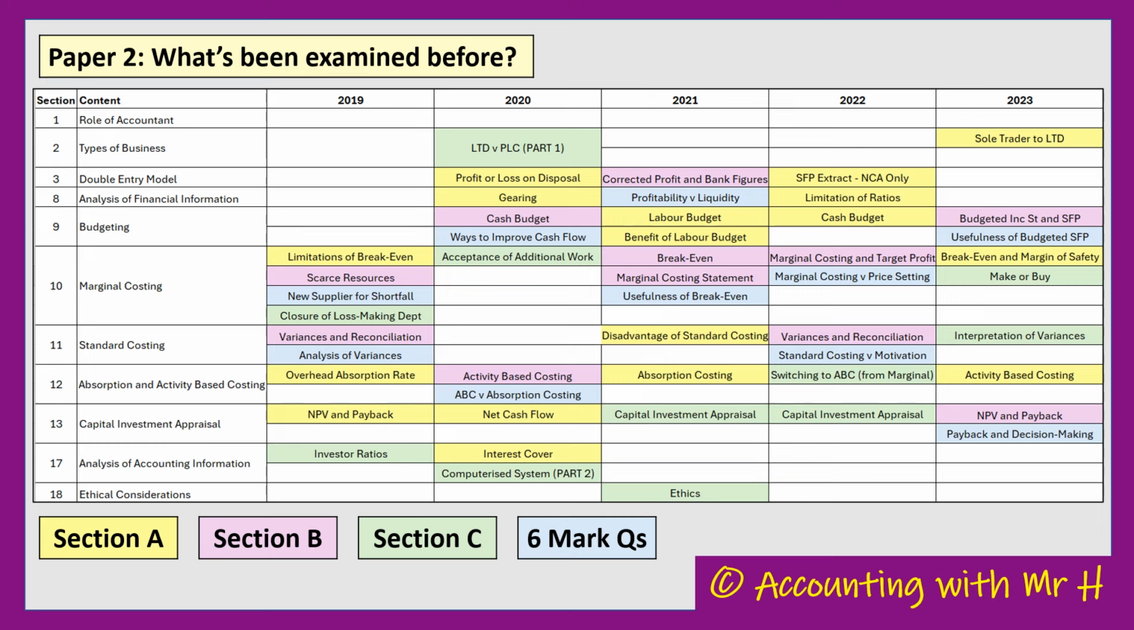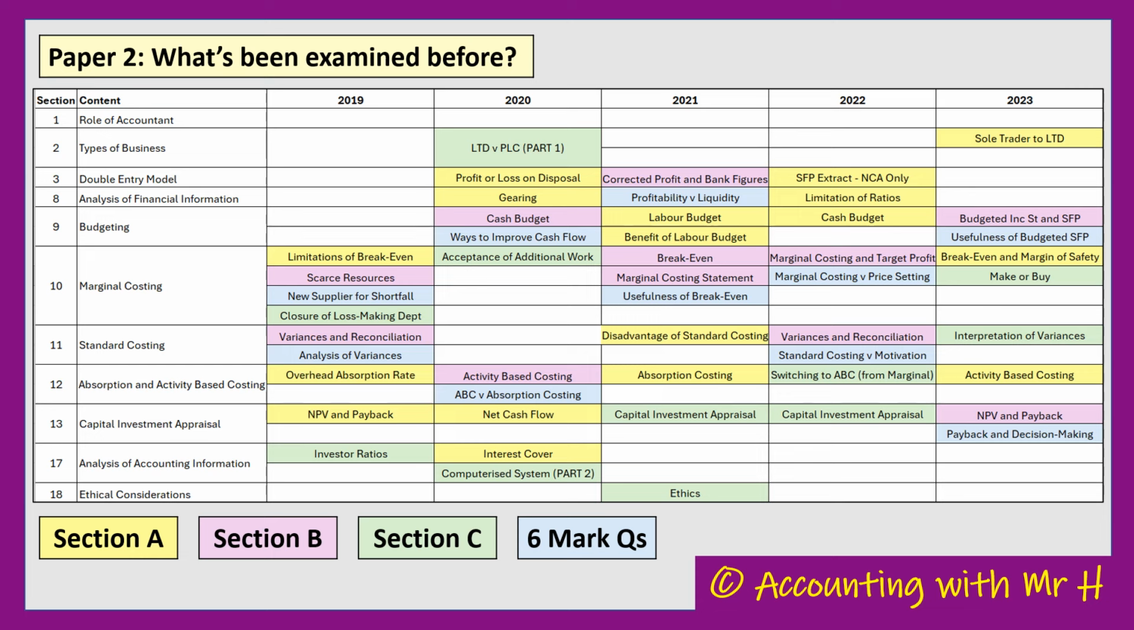So section 1 is tested in both paper 1 and paper 2. In paper 2, it hasn't come up: the role of the accountant, accountants versus bookkeepers, financial accounting versus management accounting, but it has come up a couple of times in paper 1.